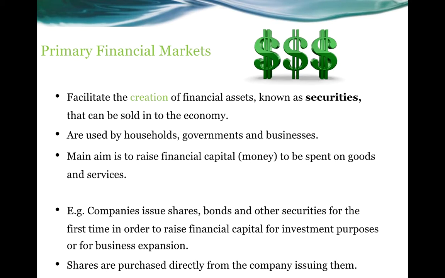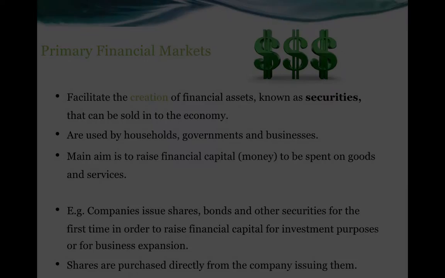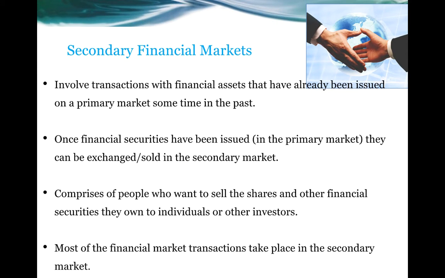So when companies issue shares or bonds or other types for the first time, and I would highlight or underline that, for the first time, this is in order to raise financial capital, to get that influx of cash. There might be a startup business, they've been operating for 6 months, but they're running out of cash. They need more cash to fund their operating expenses or stock. So most of the time, this primary creation is for business expansion, and the purchasing happens directly from the company that is issuing them. There is no middleman.